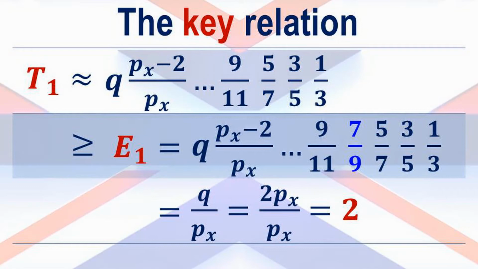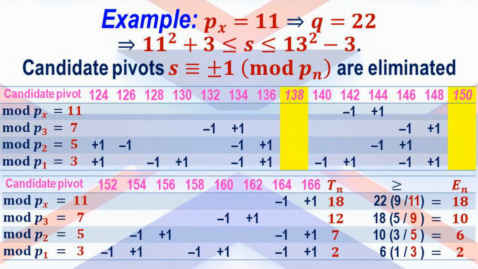And we can take an example where Px equals 11. Q therefore is 2Px, it's 22, and therefore our window of opportunity is 11 squared plus 3 to 13 squared minus 3, because of course 11, 13 is a known twin prime.